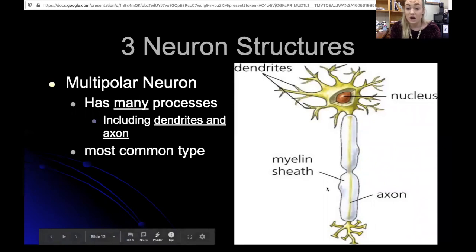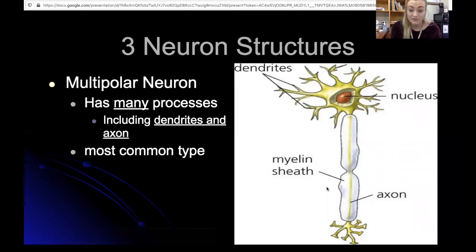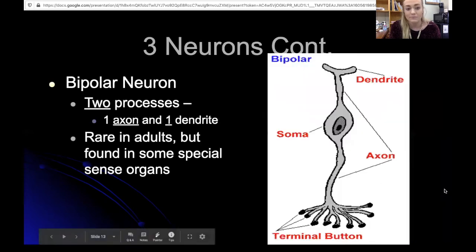This is the most common type of neuron that we will see, which is why it has been the one that has been the example so far throughout this entire presentation. So again, multipolar, it has multiple processes, so it's going to have both the dendrites and the axon as well.